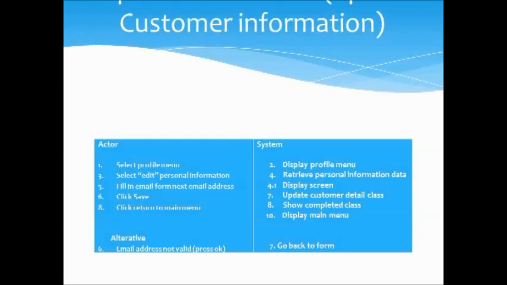On the left hand side of the table, we have actor and right hand side system. On the left hand side, the actor will be pressing or doing something, whereas the right hand side system will be doing it from behind. So first of all, the actor will press the profile menu, and then the system will display it. The actor will be selecting edit person information. The system will then retrieve person information and display it. The actor will then fill out the form required and click save. And the system will update the class details and show the completed class, and then the actor will press return to the menu and the system will display the menu.